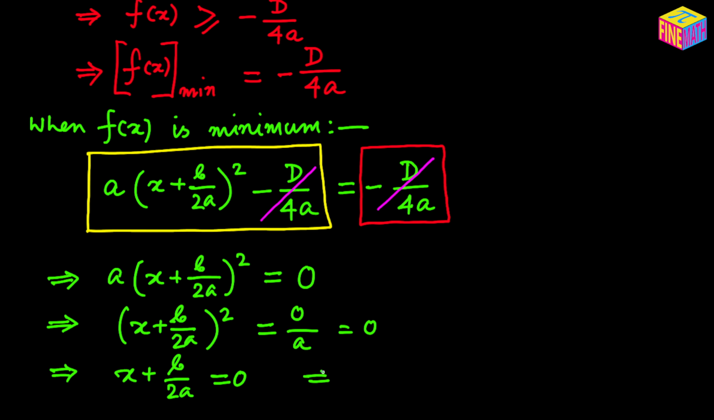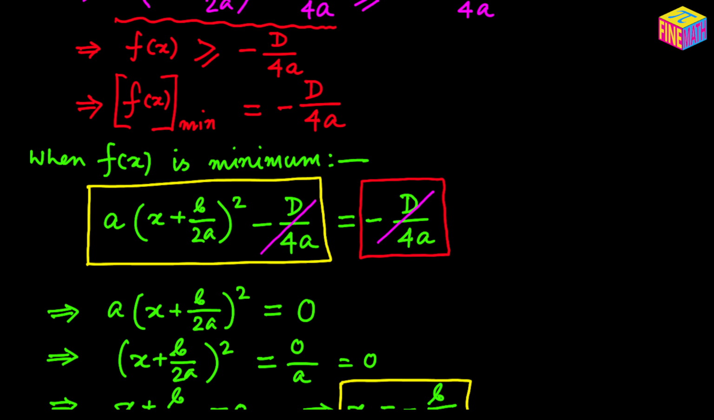And from here we can say, okay, then x must be equal to negative b by 2a. So now you see, when the function is at its minimum, which is the vertex of the parabola, there the value of x is negative b by 2a. So where the function value is minimum, we have found two things. We have found the minimum value of the function, which is negative d by 4a, and the value of x, which is negative b by 2a.